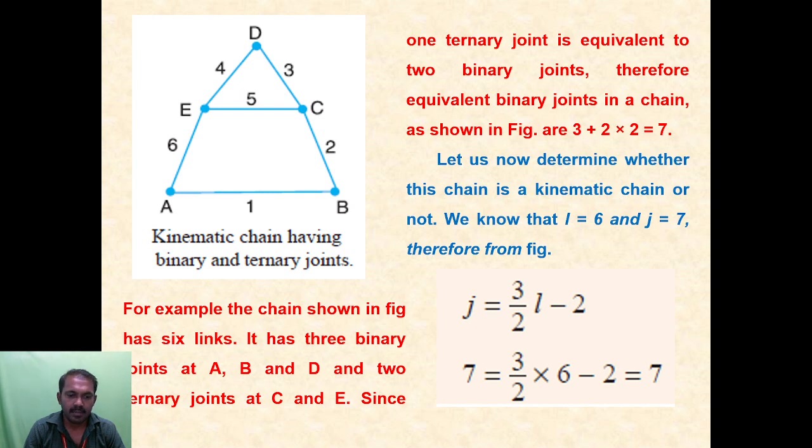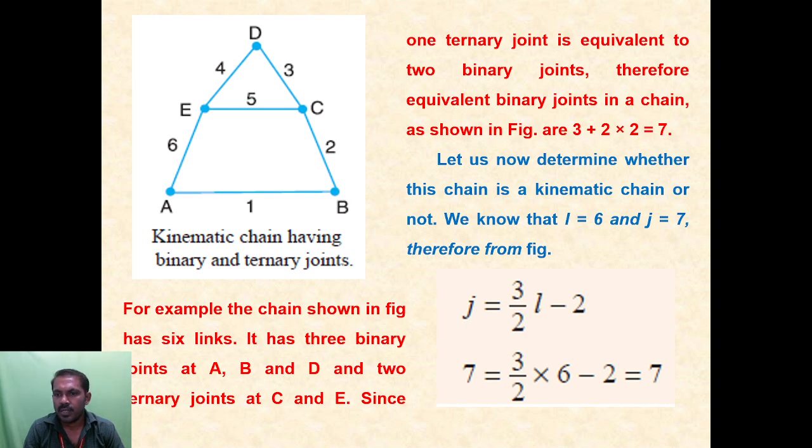There are 6 links A, B, C, D, and two binary joints at C. There are 3 binary joints, A and B and D, and two ternary joints, C and D, C and E, because the two binary joints meet at the point C and E. So it is called a ternary joint.